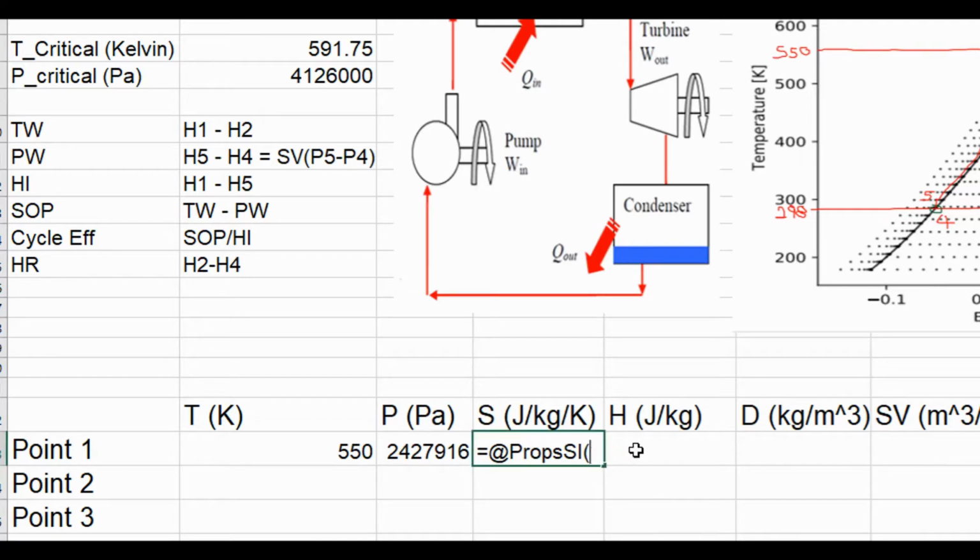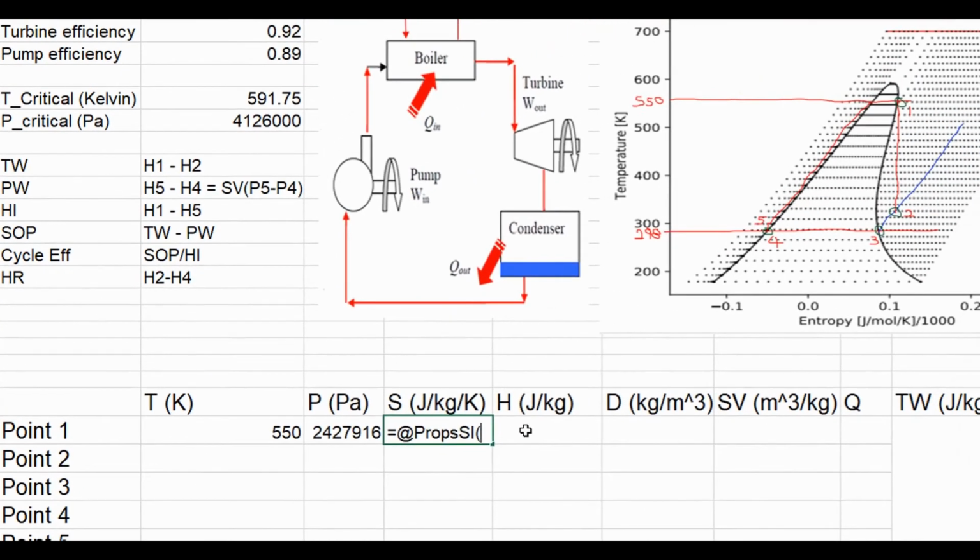And then we'll enter, because we're looking for the entropy, we use the double inverted commas. So here you have to use the double inverted commas. If you use single inverted commas, it's not going to respond, it's not going to work. So you need to use the double inverted comma sign. So I use that because I'm interested in the entropy.